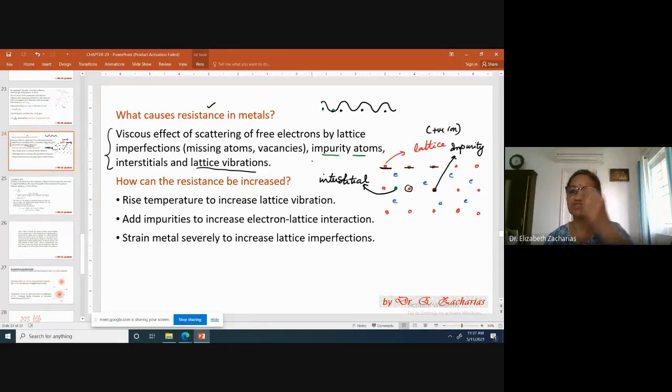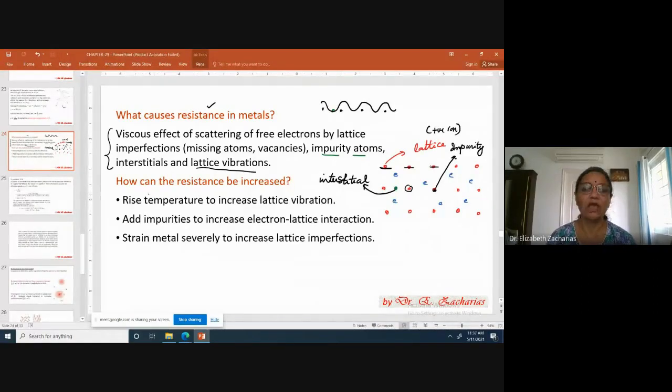Because when you raise the temperature, lattice vibration increases, thereby the chances of collision between the free electron and the lattice increases. Therefore, there is more resistance. Okay. And another thing is, if you add more impurities also, you can achieve the same thing. So the next question is, how can the resistance of a metal be increased?